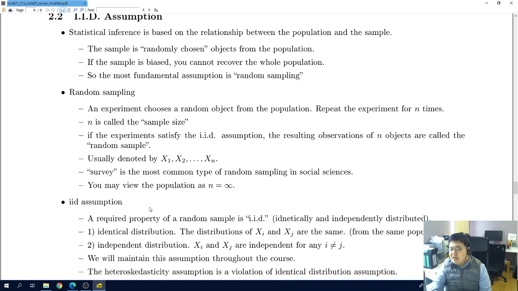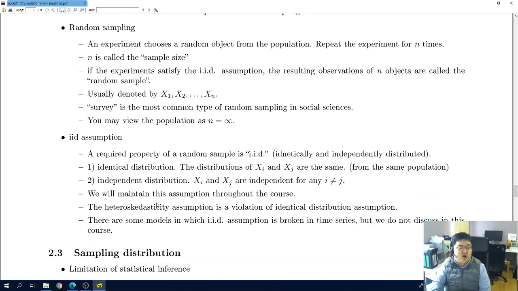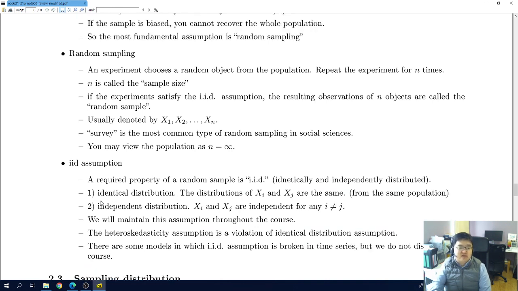Then what is the IID assumption? The IID assumption is the requirement for a random sample. The first I means identical distribution. The second I means independent distribution. So identically and independently distributed. Identical distribution means that when you repeat experiments many times, each experiment must be from the same distribution, which is obvious. You may understand it as all the observations must be from the same population that you are interested in.